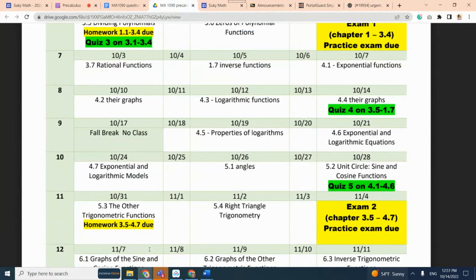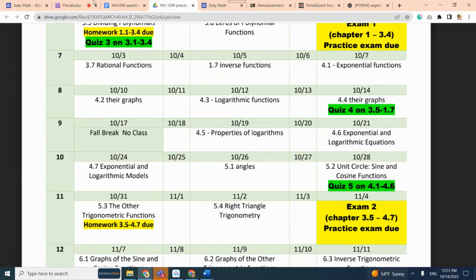Today we'll talk about 4.4, the logarithmic functions and their graphs. And today you have quiz 4. Quiz 4 covers 3.5 to 1.7. Are you able to see your quiz on Blackboard? Also, please do your homework, and if you have questions about your homework, ask me.